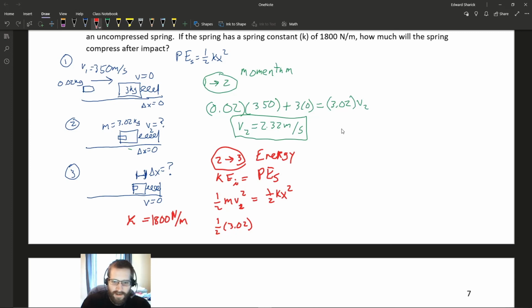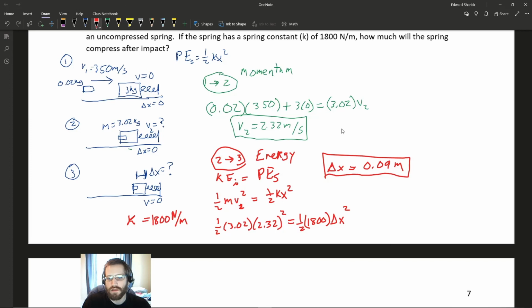Anyway, v2 is 2.32 squared. Here we get 1800, okay, and delta x. And again, I write delta x or x, it means the same thing. It's our amount that our spring is being compressed. So here you want to solve the left-hand side all out, multiply by 2, divide by 1800, then finally take the square root. And this will give you a compression length of 0.09 meters or 9 centimeters. And that is your answer for that one.